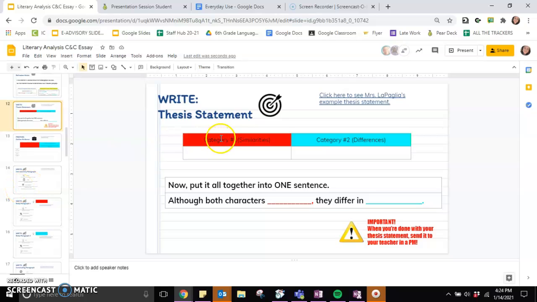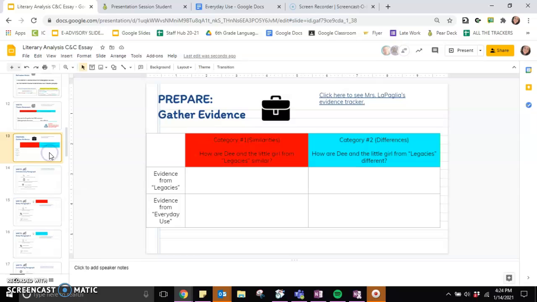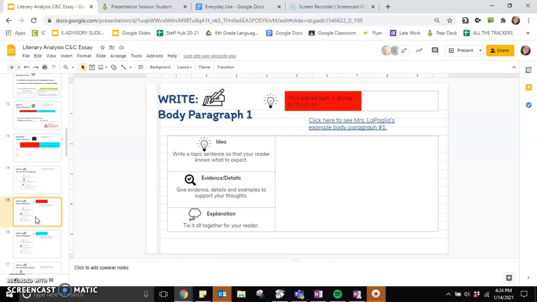After you've written your thesis statement and gathered the evidence for your essay, the next step will be to write the first topic sentence of body paragraph 1. If you aren't already on slide 15 of the Literary Analysis Compare and Contrast Essay slide deck, please pause the video and make sure that you are in the right place.